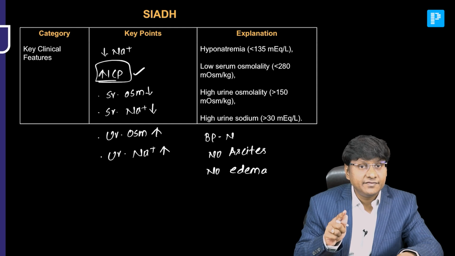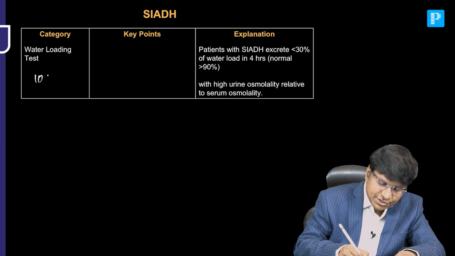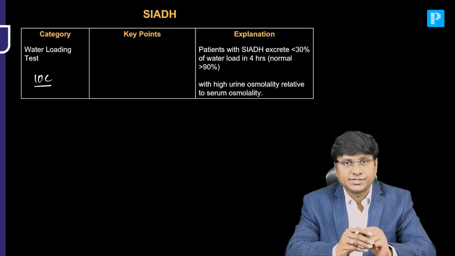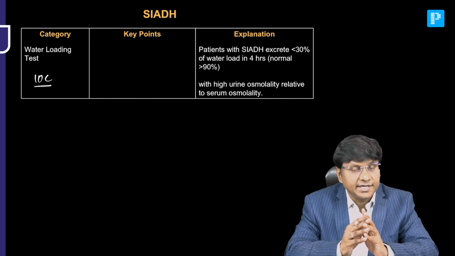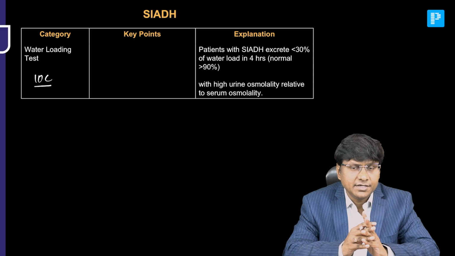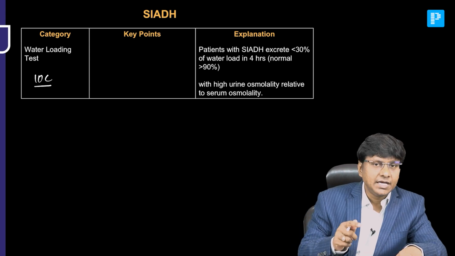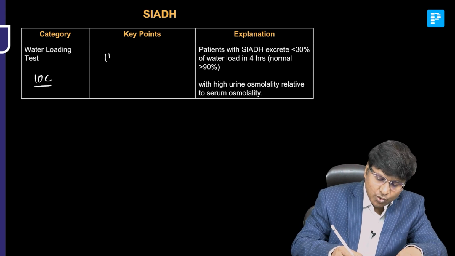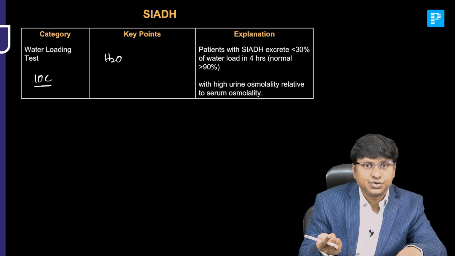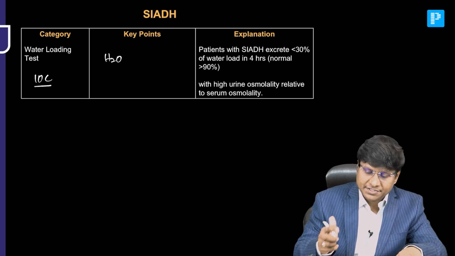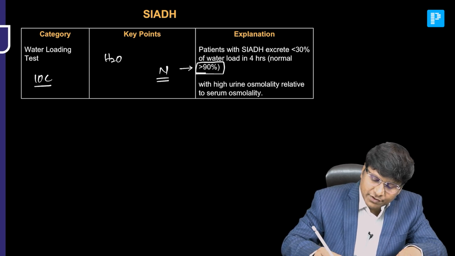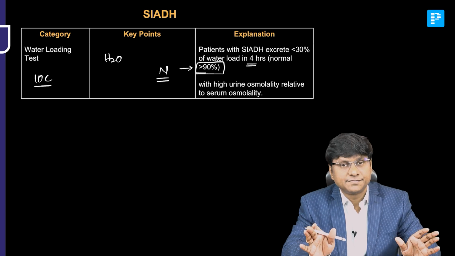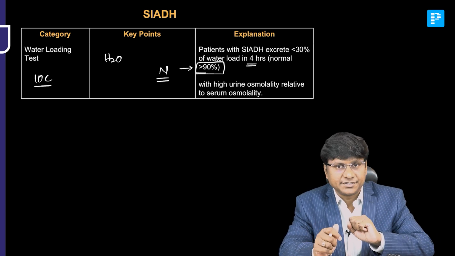Now, the investigation of choice will be the water loading test, whereas in case of diabetes insipidus, it is the water deprivation test. Whereas here, it is the water loading test. Okay. So what happens here? Whenever you give a load of water for the individual to consume, in a normal person, more than 90% of the water is excreted out within 4 hours. That is what happens in a normal person.